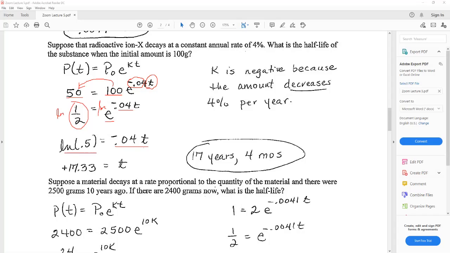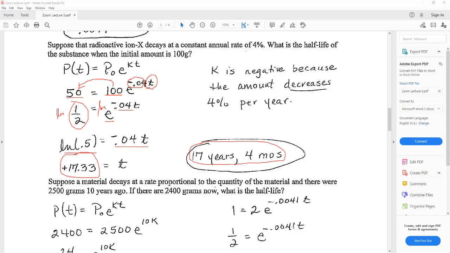The next step is to divide both sides by negative 0.04, and that gives me 17.33. In other words, 17 years and 4 months.